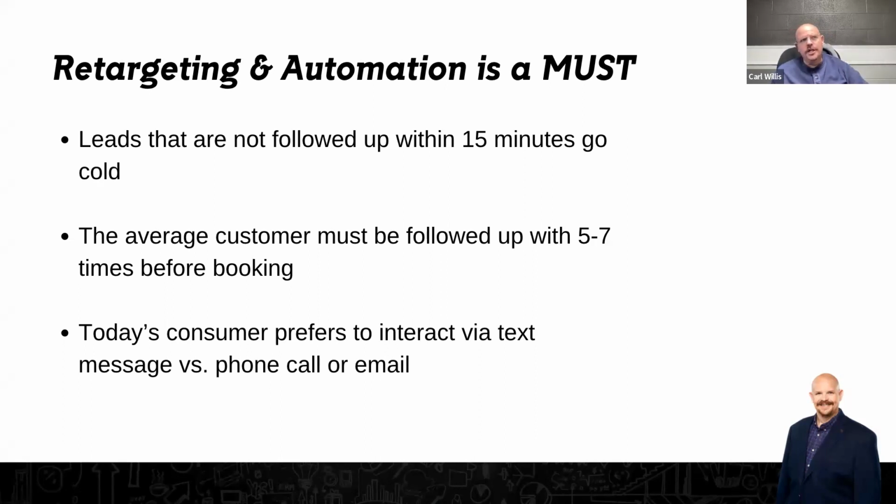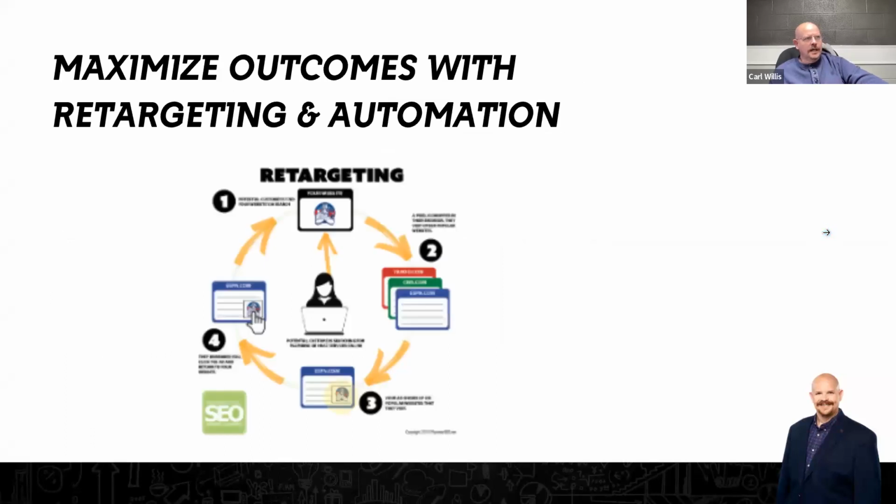The average customer is going to need to be followed up with 5 to 7 times before they actually schedule with you. And then today's consumer prefers to interact via text versus phone call or email. And so if you're allowed to by your compliance folks, text is a great way to be following up with your prospects. Most people will respond to that text. And then you want to maximize your outcomes with that retargeting.